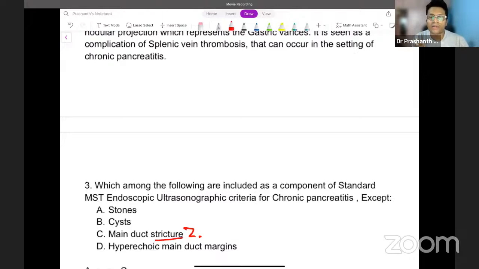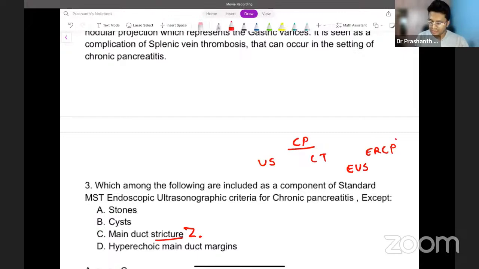What's really important in this question is classification. Always know that chronic pancreatitis can be diagnosed by ultrasound, by CT, by ERCP, and also by EUS. Classification-wise, there are various classifications for each modality. What you should know is that ERCP is of late not used for diagnosis. It's more of a therapeutic test.